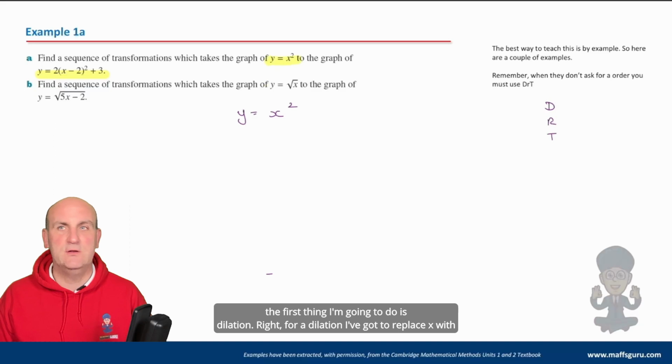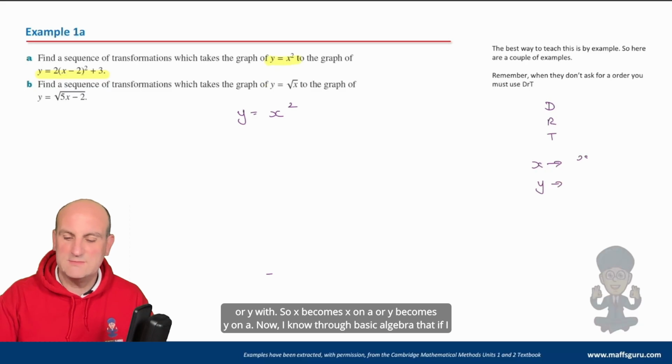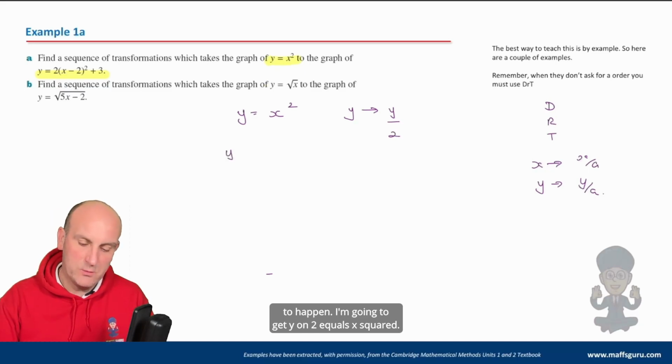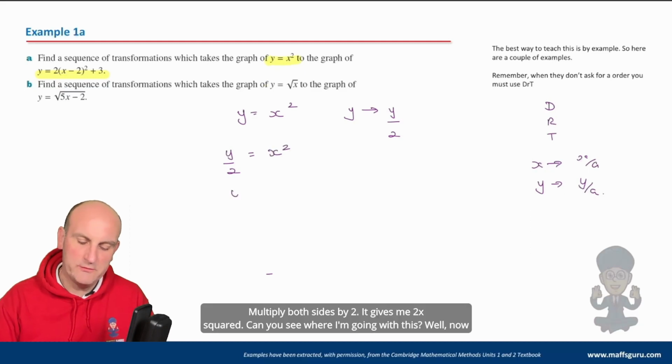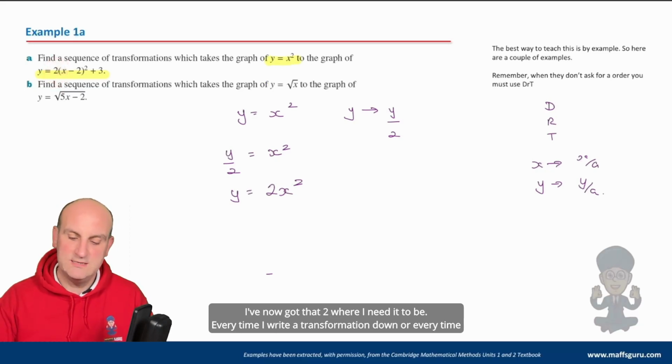Right, so the first thing I'm going to do is dilation. For a dilation, I've got to replace x with or y with. So x becomes x on a or y becomes y on a. Now, I know through basic algebra that if I replace y with y on 2, then this is what's going to happen. I'm going to get y on 2 equals x squared. Multiply both sides by 2 gives me 2x squared. Can you see where I'm going with this? Well, now I've got that 2 where I need it to be.